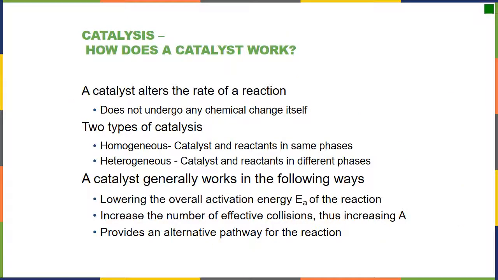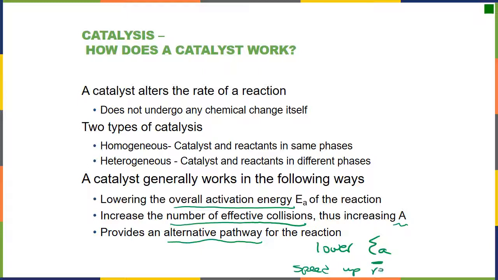All right, quick jaunt into catalysts. A catalyst alters the rate of a reaction by frequently lowering the activation energy. It does it by either increasing the number of effective collisions, thus making our A factor bigger, and it frequently provides an alternate pathway, and this alternate pathway has a lower activation energy. And because it has a lower activation energy, it is going to speed up the reaction. So catalysts speed up reactions by providing in general a lower activation energy.